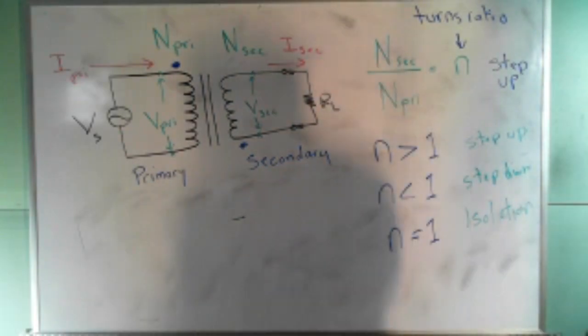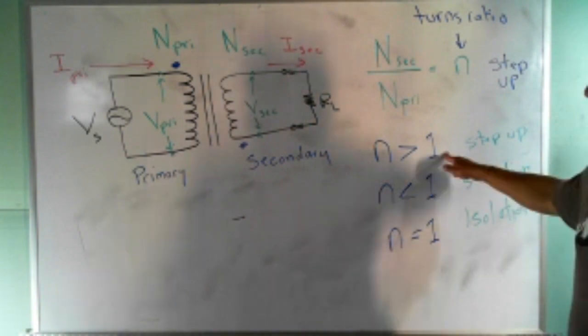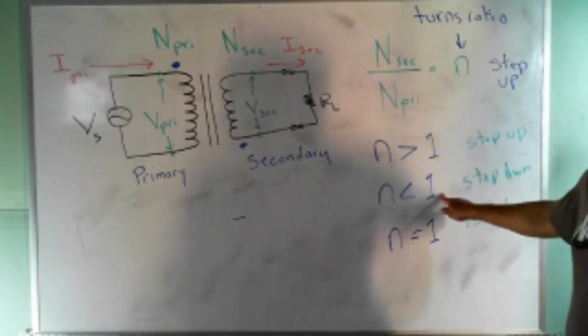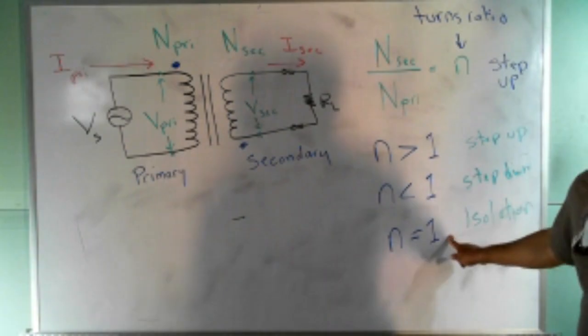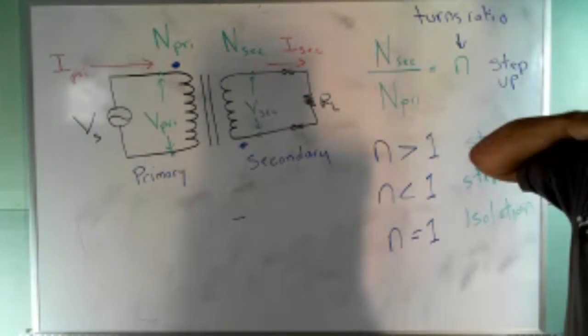So one of the things I expect you to know on the quiz, which I know we haven't had a lot of, you got to know this. Turns ratio greater than 1, step up. Turns ratio less than 1, it's a step down. Turns ratio equal to 1, it's an isolation transformer. Just by looking at that in the picture, you should be able to figure that out.